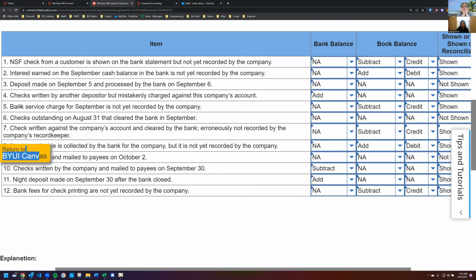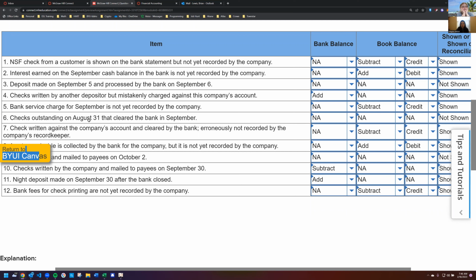Okay. Bank service charge for September is not recorded by the company. Not recorded is a huge flag, so it's definitely a book side adjustment. And since it's a charge, it's an expense, it's going to reduce your balance. So you're going to subtract it, and a subtraction is a credit, and it definitely is shown.